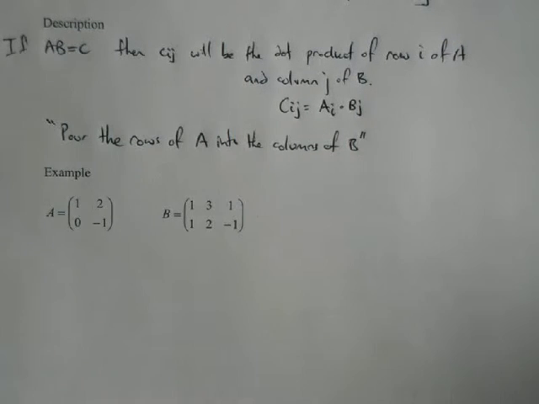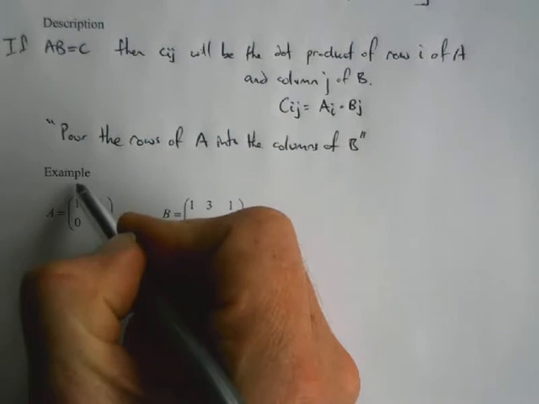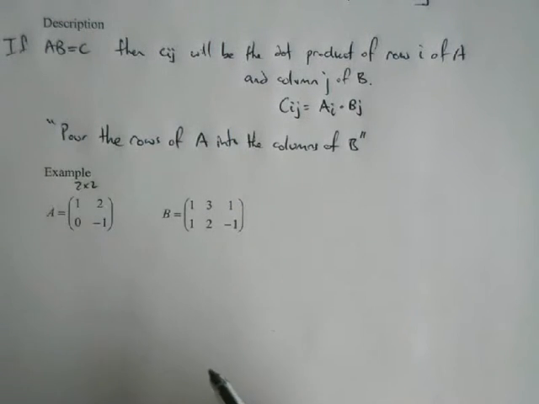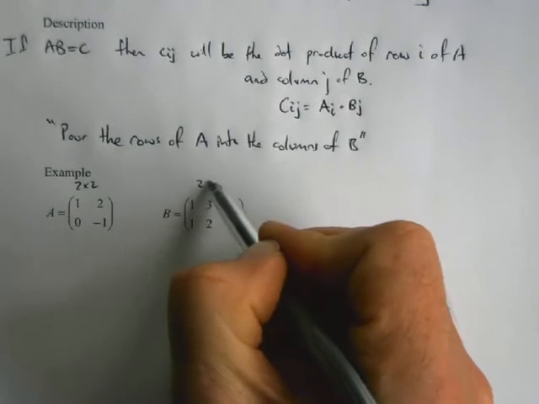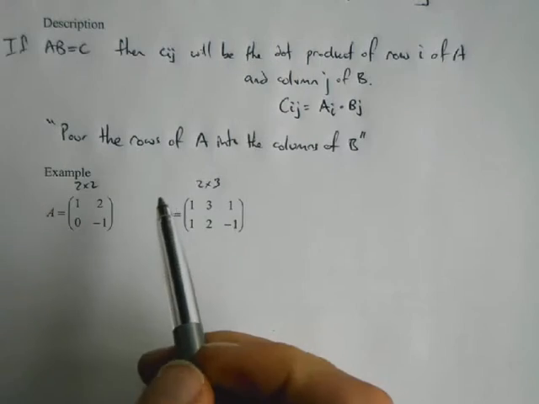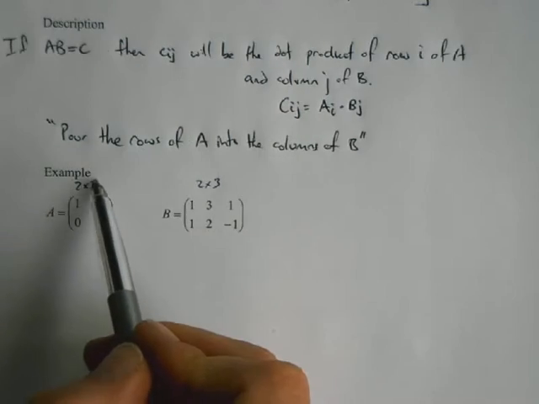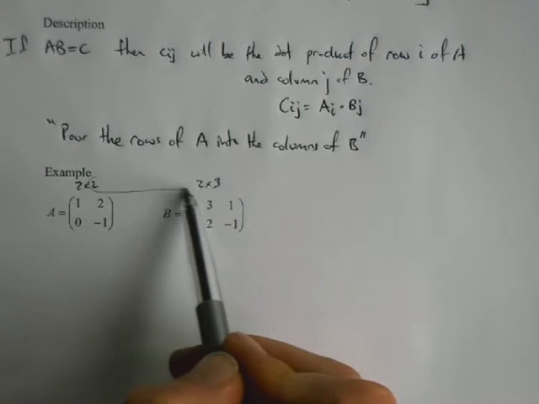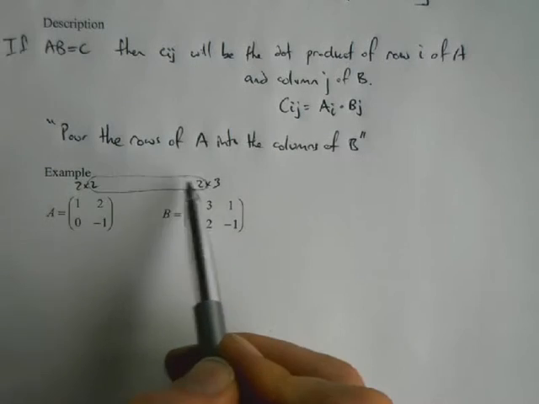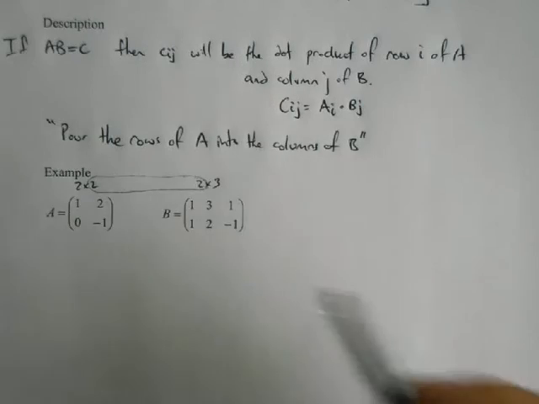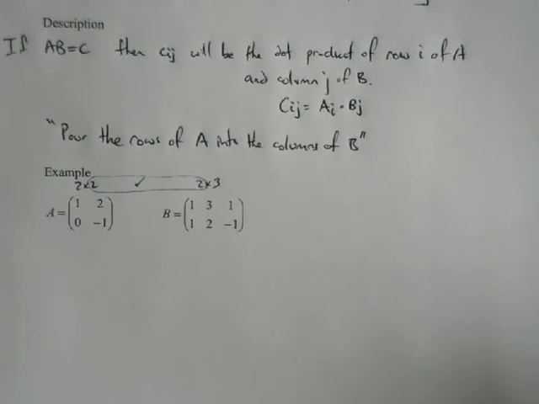Okay, let's have a crack at doing an example. So here we have A and B. The first thing I need to do is check that they're comfortable for multiplication. A is a 2 by 2 matrix and B is a 2 by 3 matrix. To be comfortable for multiplication, the number of columns of A has to match the number of rows of B. Those two have to match, which in this case they do, so it's comfortable for multiplication.